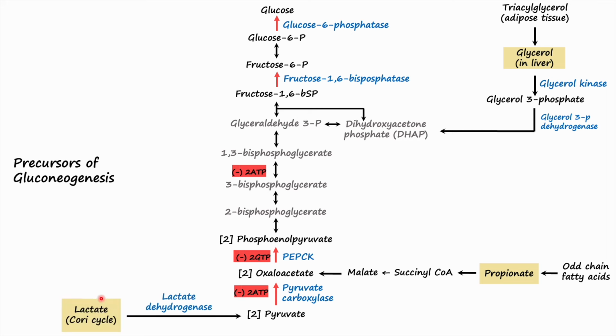Second is lactate from Cori cycle, which is converted to pyruvate with the help of lactate dehydrogenase enzyme. And again, if you want to review this in detail, please watch my previous video on Cori cycle.